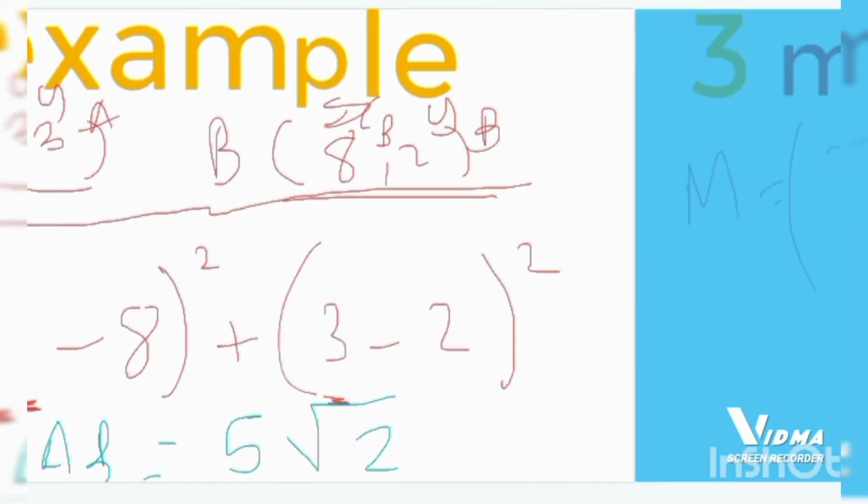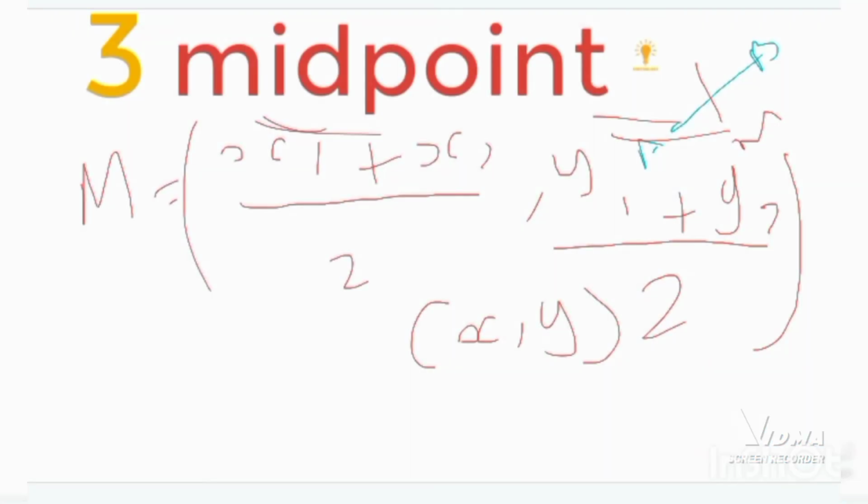And the last one will be our midpoint, which is the point in the middle of 2 points of a straight line, right? And the formula is M is equal to x1 plus x2 over 2, point, y1 plus y2 over 2, both in brackets. And don't forget this, the midpoint is represented by a capital letter M.